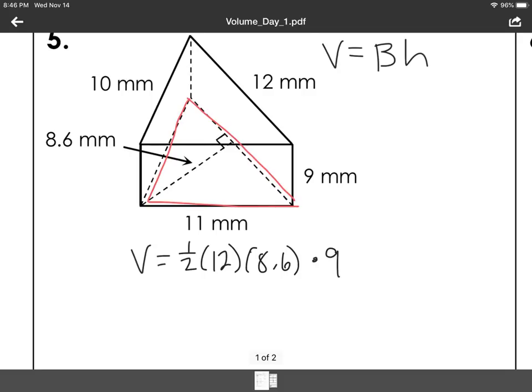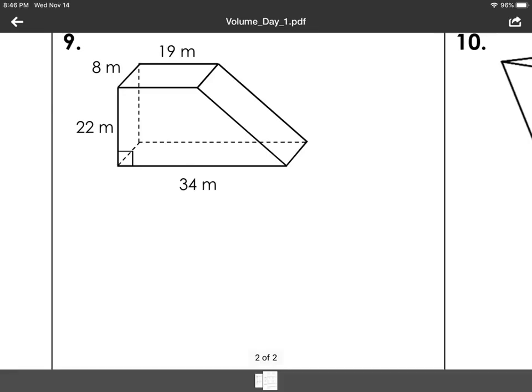So 1/2 of, sorry, 1/2 of 12 is 6. And then I'm going to take 6 times the 8.6 millimeters. We're going to get 51.6. And then multiply that by 9. So our volume is going to be 464 4/10 millimeters cubed. At this point, I'm going to ask you to pause the video and actually try this problem on your own first and see how you do.